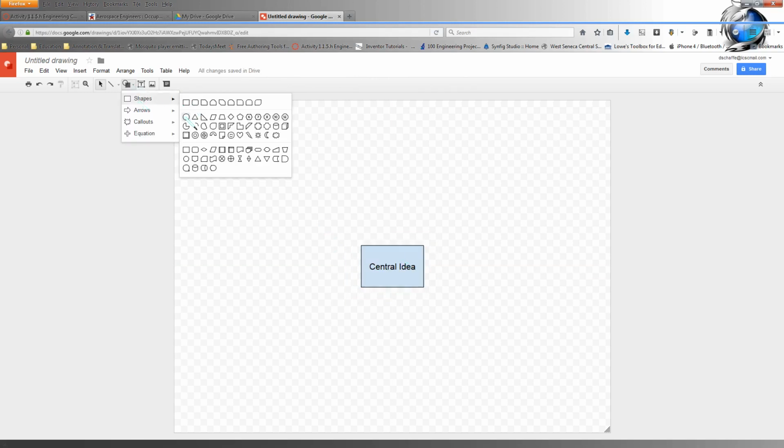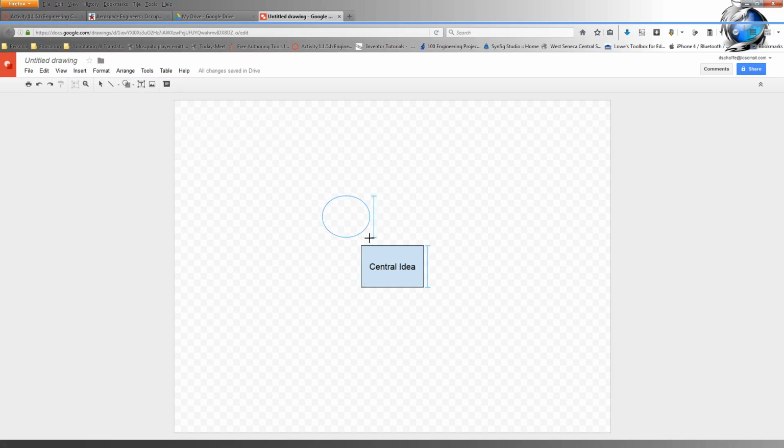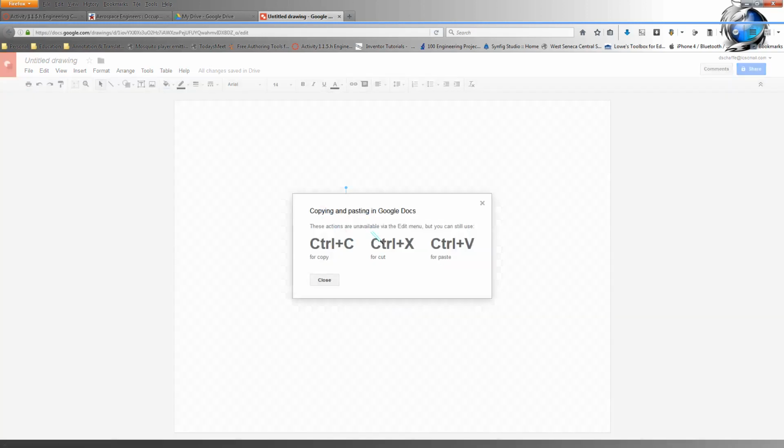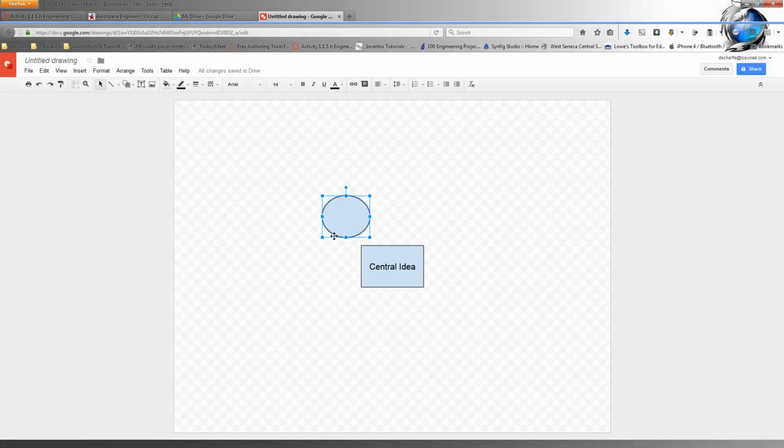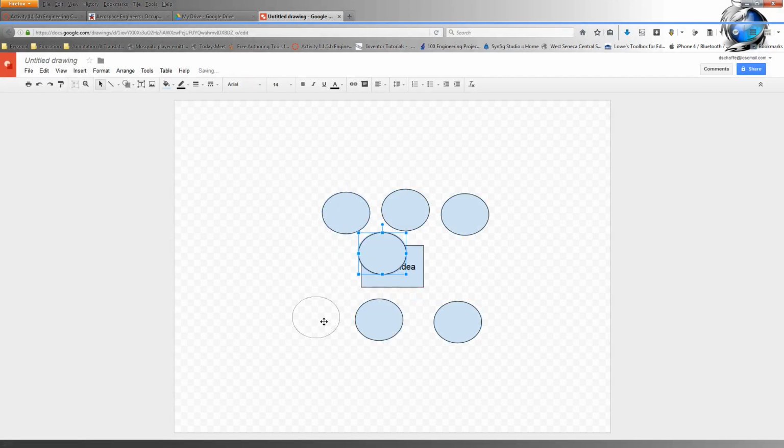I'm going to make my ideas going around the outside here, and you can make one shape and copy it very easily. If you want to copy shapes and things here in Google Drawings, you're going to have to use the keyboard commands: Control C to copy, Control V to paste. So I want to copy the circle and make 5 more of them for my 6 ideas, 6 questions.